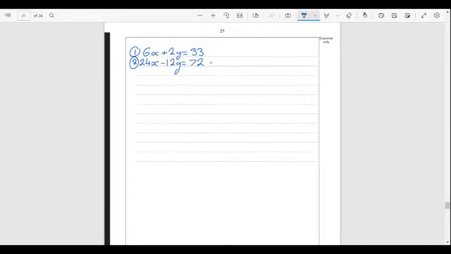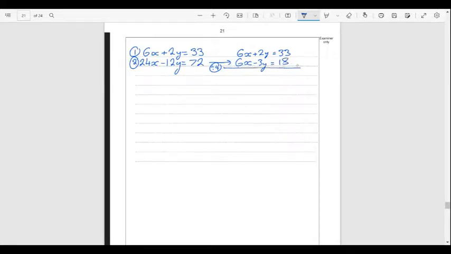So what I'm going to do is divide this bottom one by 4. I'm not going to change the top one, 6x plus 2y equals 33, but the bottom one, if I divide it by 4, I get 6x take away 3y is equal to 18.